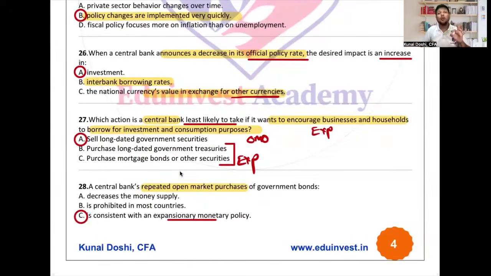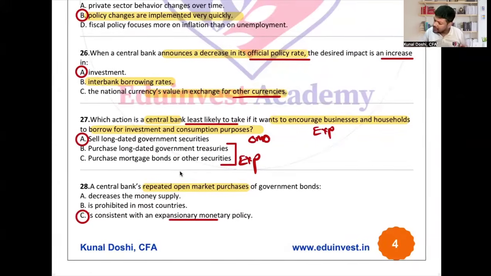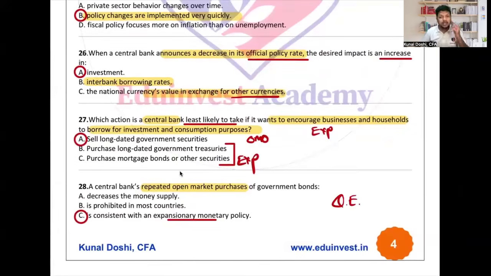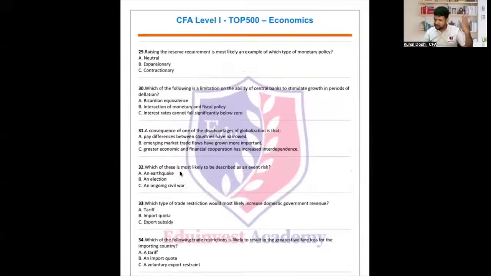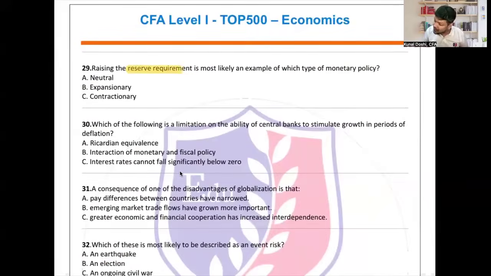Can I ask you something? When the central banks buy the bonds at a massive scale, including private company bonds, what is that called? That is called QE, quantitative easing. Understood? QE. When the bond buying is done at a massive scale, like what the US did in trillions of dollars, that's QE. Raising the reserve requirement, reserve ratio. When you increase the reserve ratio, the money that the banks keep with the central bank, that's contractionary. Is an example of which type of monetary policy? Neutral, expansionary, contractionary. Easy, correct?